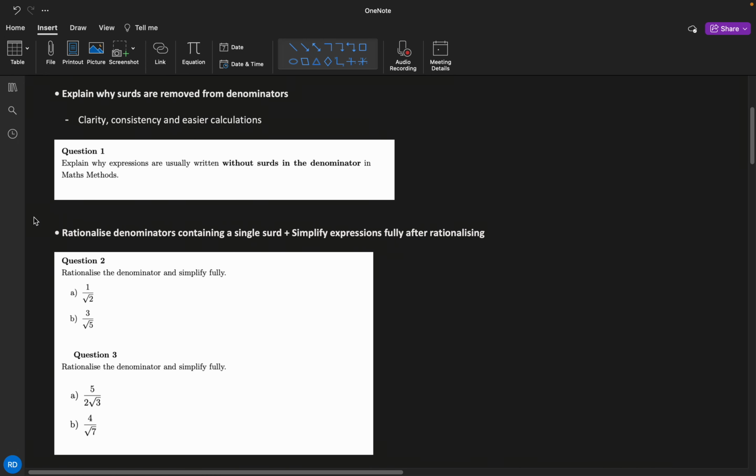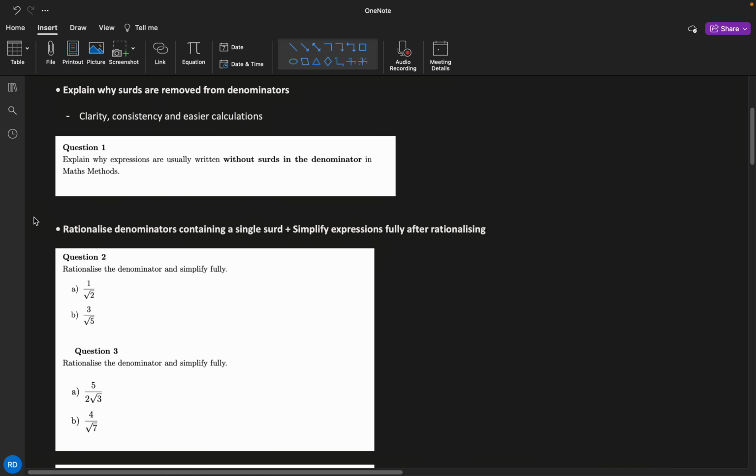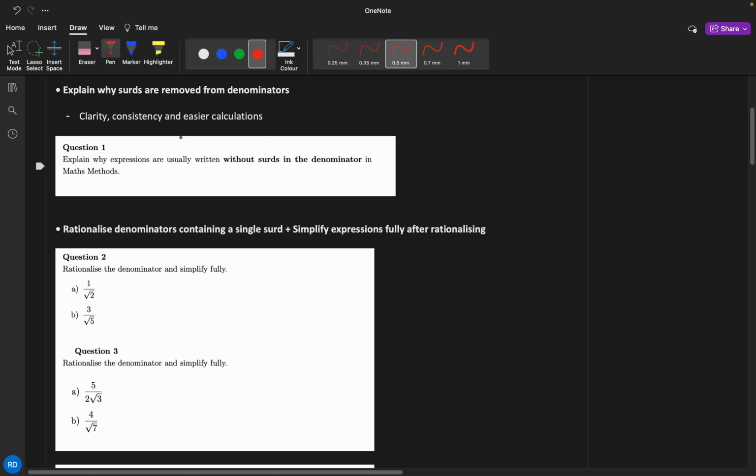But let's get started. So firstly, we're just going to explain why surds are removed from denominators in fractions. I've just put a little dot point here. It's for clarity, consistency, and easier calculations. Which is explaining this question right here. It's just easier. Let's say you have 1 on 3 times 1 on 2.